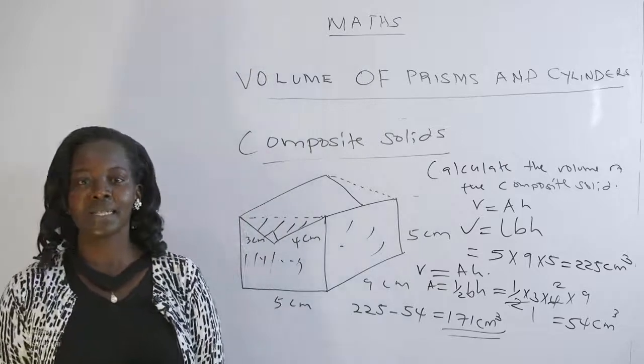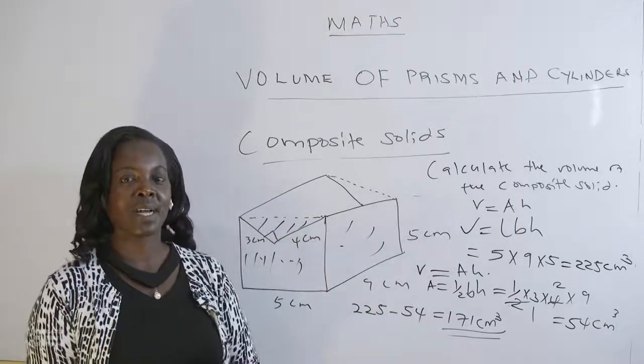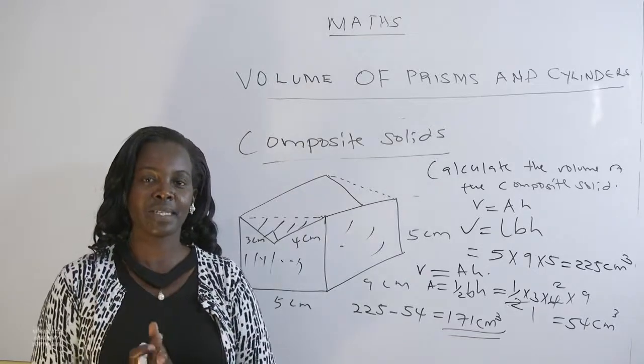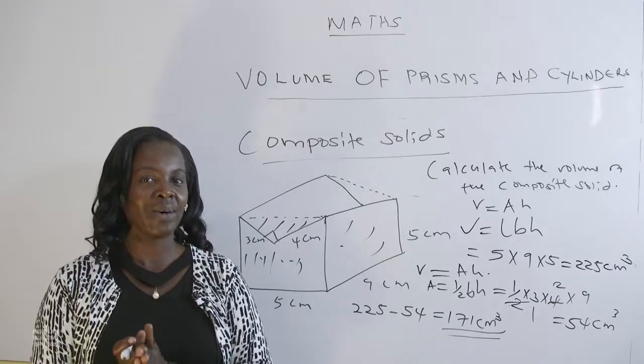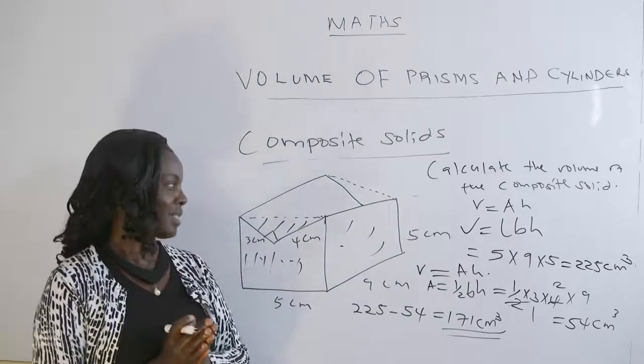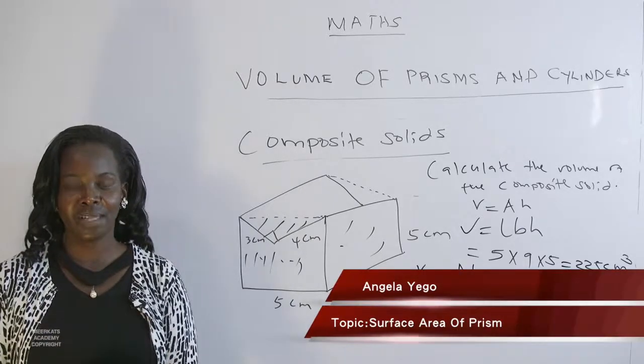And for composite figures or solids, you've seen that you calculate the volumes of different shapes or different solids, then you can either add them together or subtract depending on the type of the solid. And that brings us to the end of the lesson.